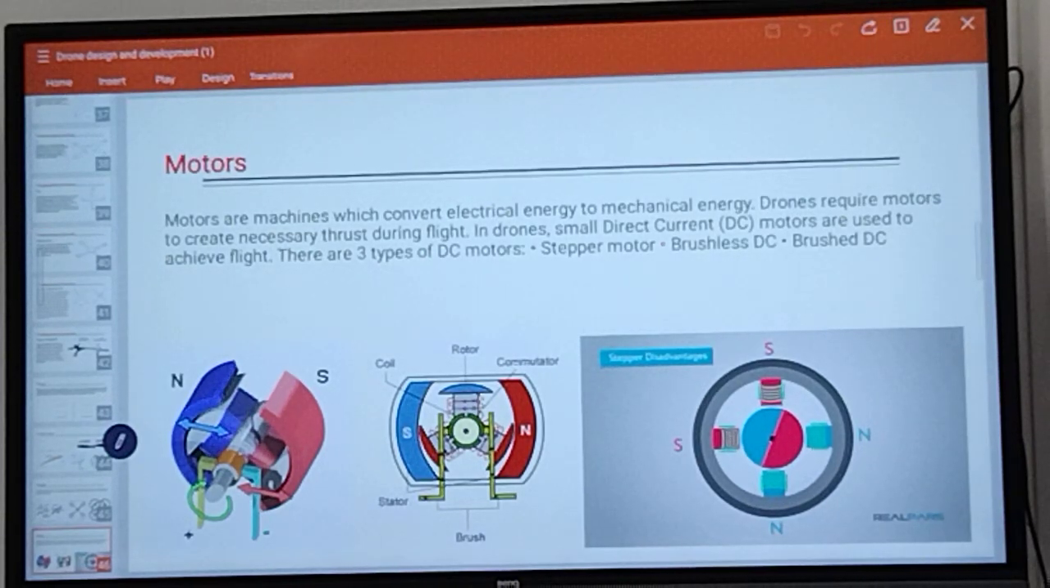Drones require motors to create the necessary thrust during the flight. In drones, small direct current DC motors are used to achieve the flight. There are three types of DC motor: stepper motor, brushless DC, and brushed DC. In our drones, brushless DC motors are used.